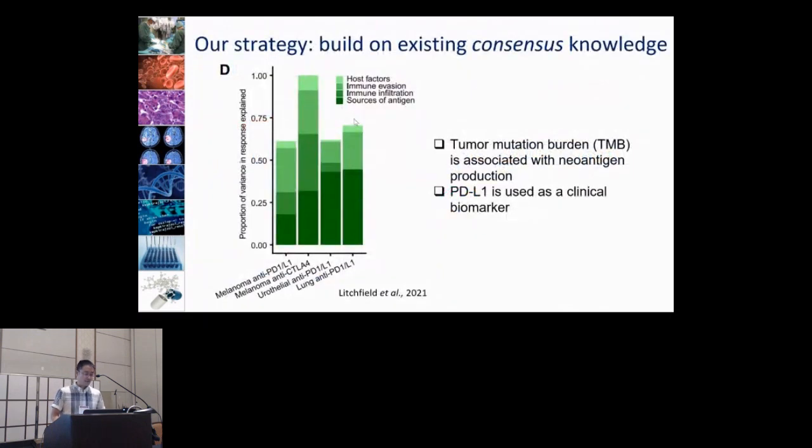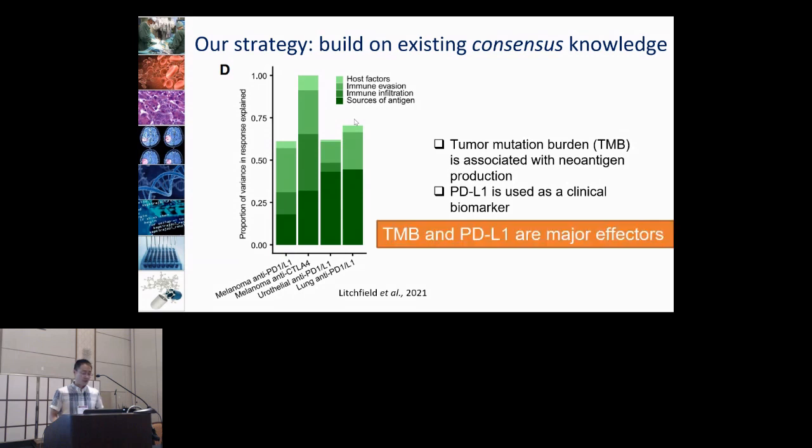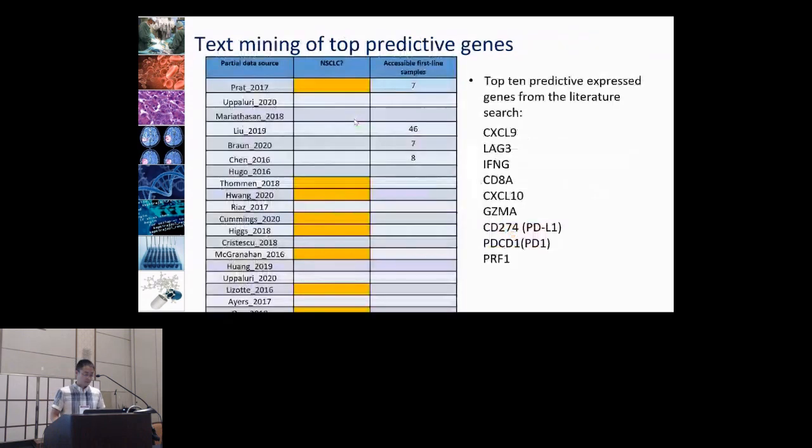Our strategy is mainly from an expert knowledge point of view. We want to build a model based on existing consensus knowledge. As we know from this figure, published just a year ago, they found that tumor mutation burden is associated with neoantigen production. Meanwhile, PD-L1 is used as a clinical biomarker. That motivated us to include these 2 parameters in our model as the major effectors.